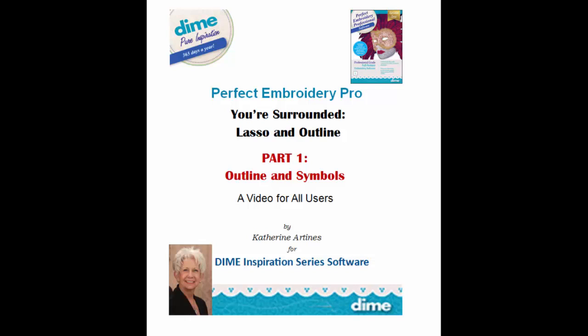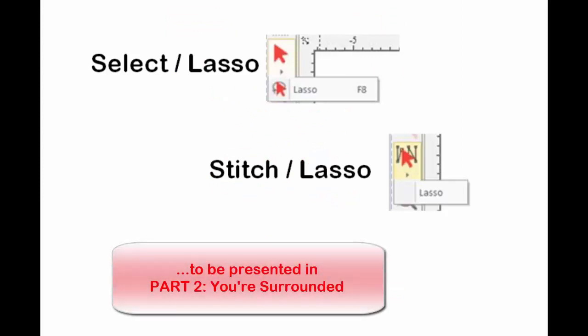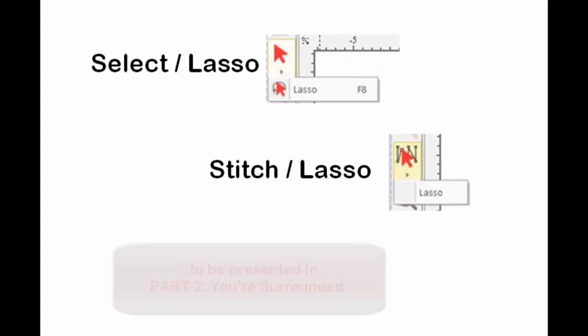The last few videos have been for the advanced user, and we talked about some heavy stuff: push-pull, library files, things like that. This video is for everyone, to sharpen your skills using tools that surround. I'm presenting these tools in two videos. Part 1 will cover the outline tool in depth while showing you how to use symbols for fun gifts. Part 2 will cover the two types of lasso tools, Select Lasso and Stitch Lasso, and then revisit the Create Outline tool that we learned here for more advanced uses.